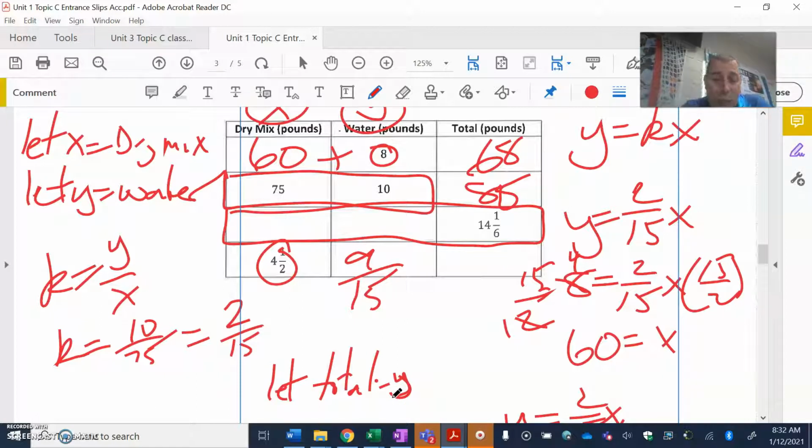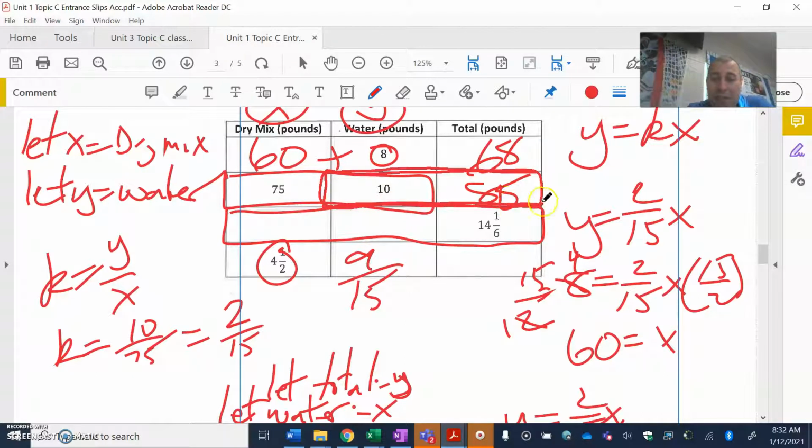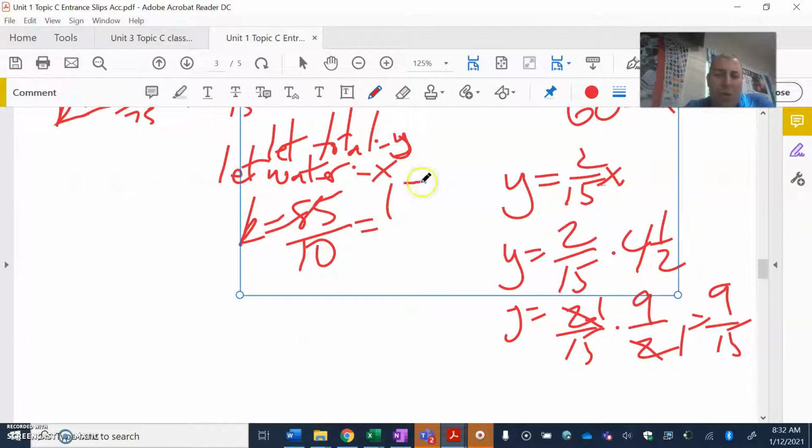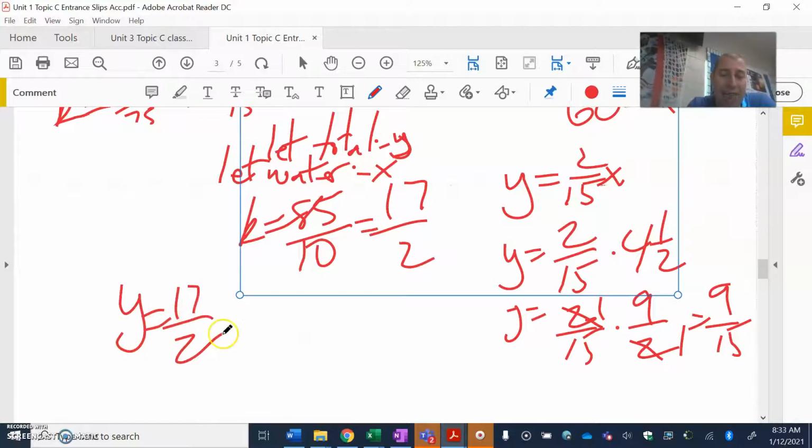And this time I'm going to let the water equal my x. So I can come into my table and now I can pull just this information. Y divided by x. So that's an 85 over a 10. I can simplify, divide by 5. So 17 halves. So I've got my equation of y equals 17 halves x.